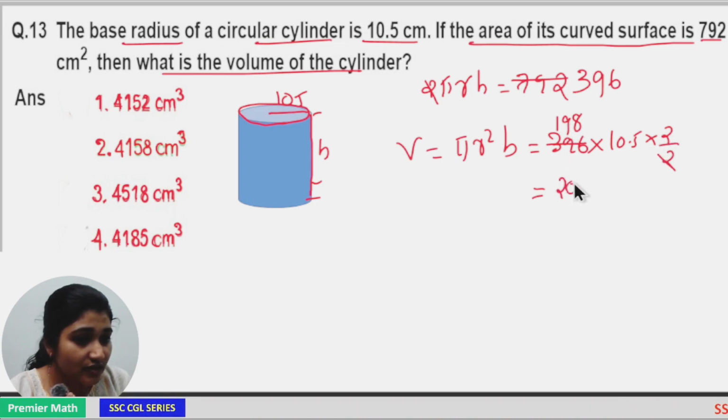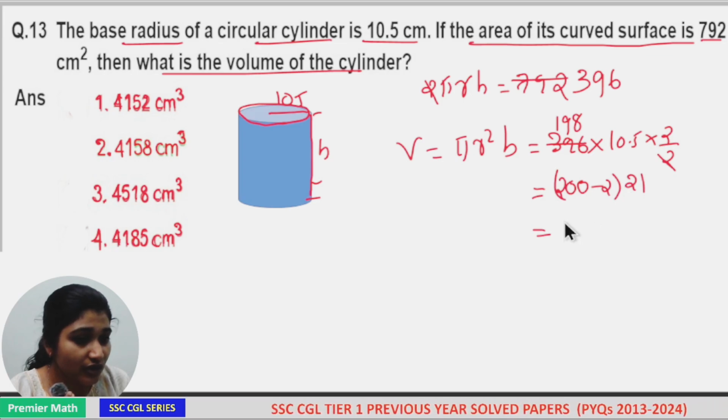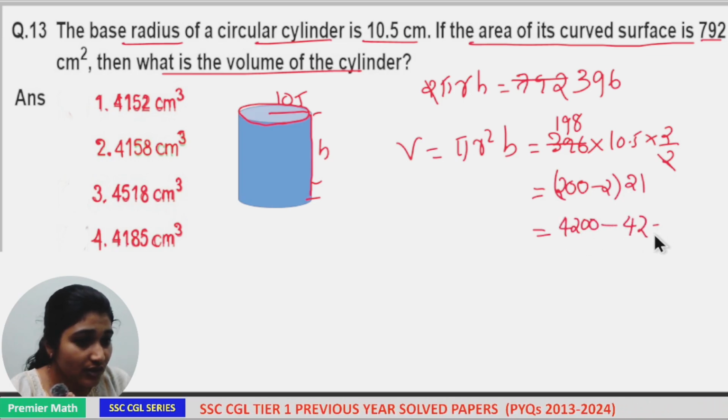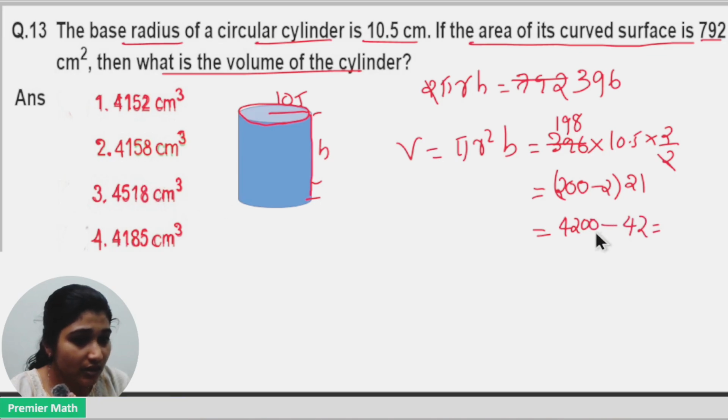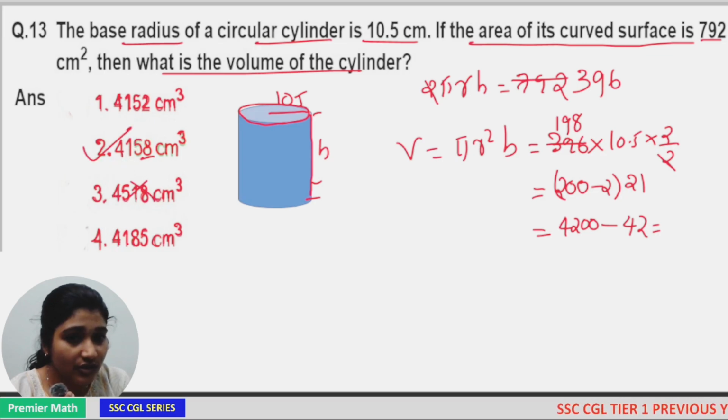198 I can write as 200 minus 2. So 198 into 21 means here 200 minus 2 into 21. 21 into 2, 42. 4200 minus 42 is equal to, if you look at this, the unit digit is 8, and here this is not our answer. Option 2 is our answer. 4158.